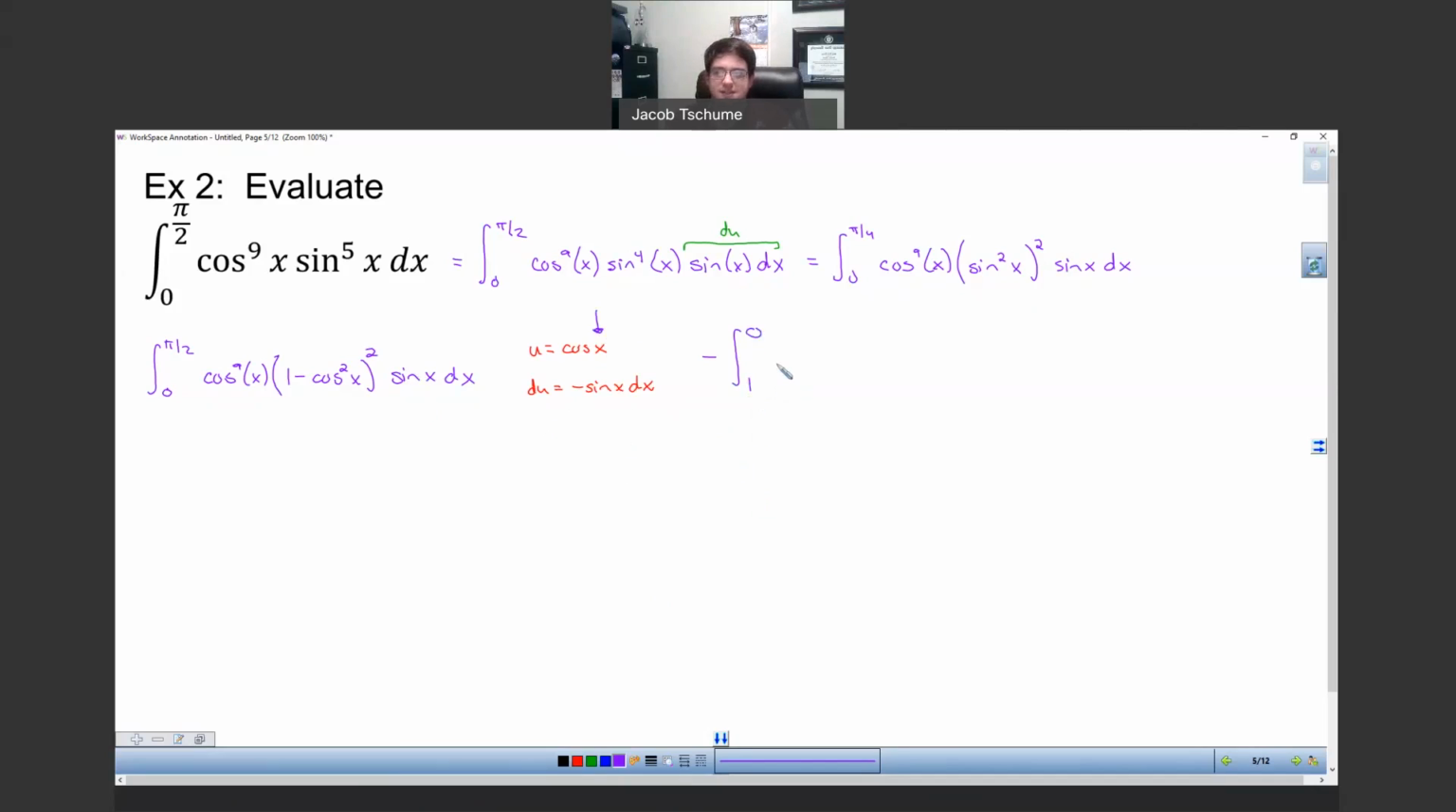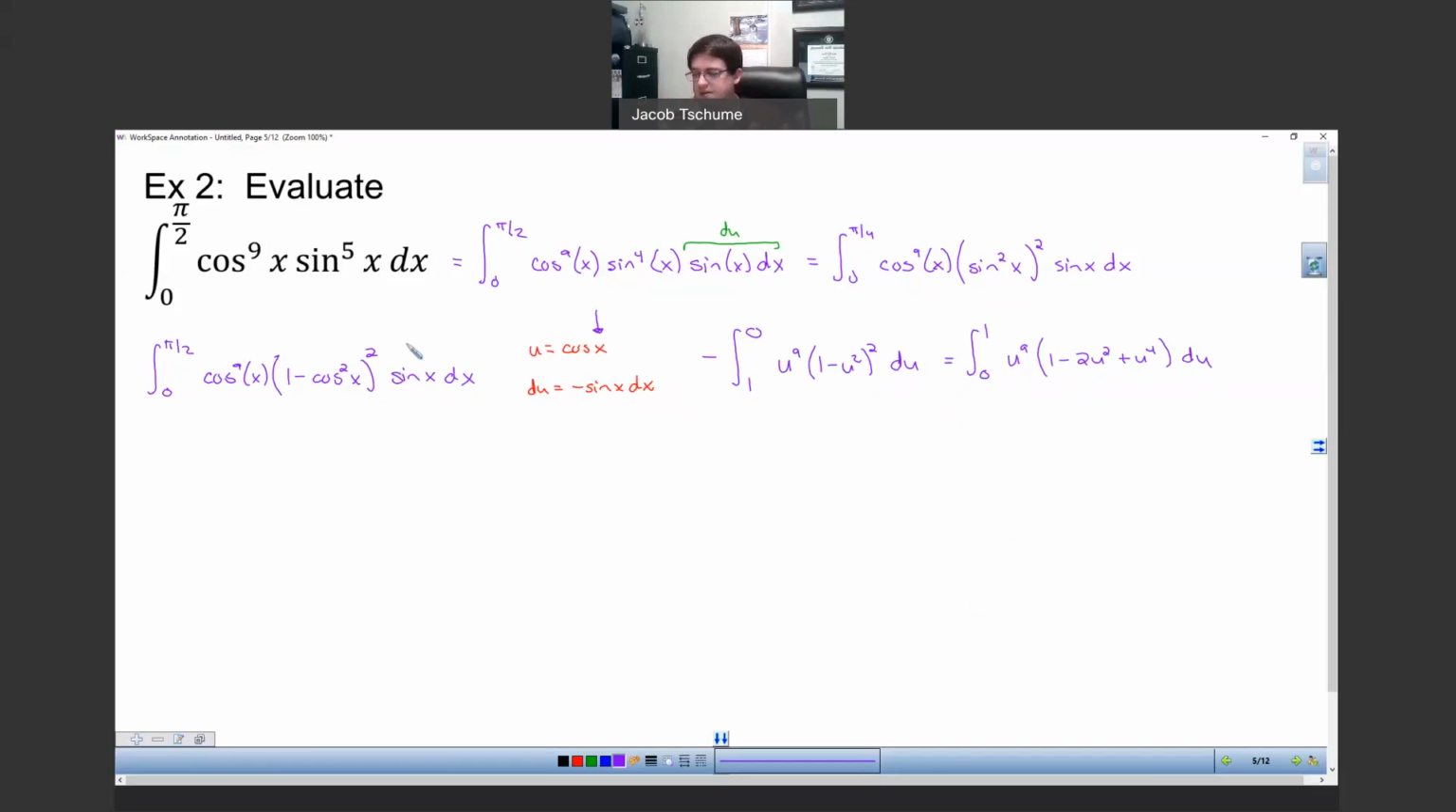Turning all of your cosines into u's, you should get u to the ninth times 1 minus u squared all squared times du, because you already brought the negative out front. You can flip this parameter around. If you bring another negative out front, since there's already a negative there, it will cancel with it, and you can actually write this as the positive integral from 0 to 1 of u to the ninth. And if you were to FOIL 1 minus u squared by itself, you would get 1 minus 2u squared plus u to the fourth du.